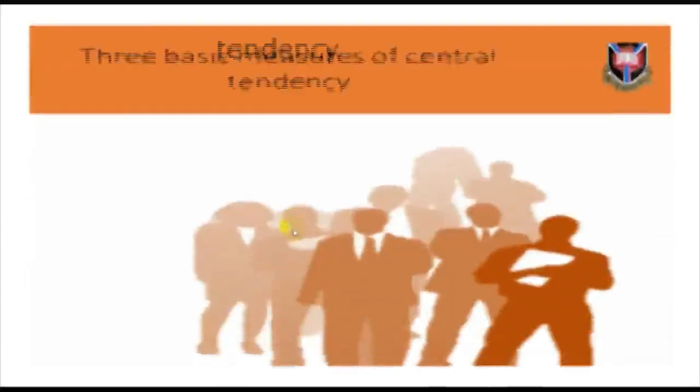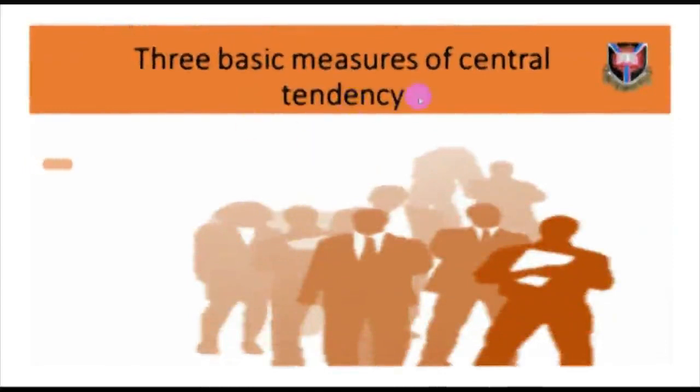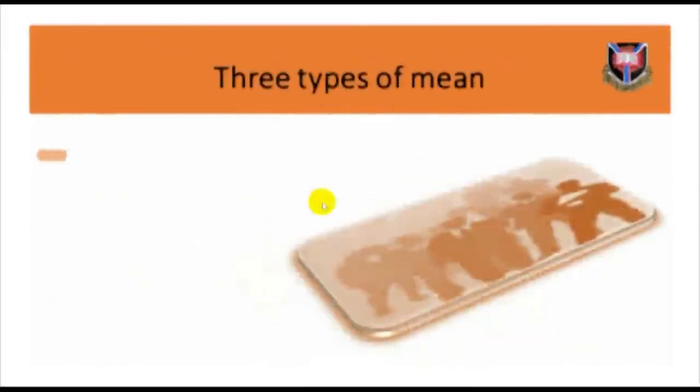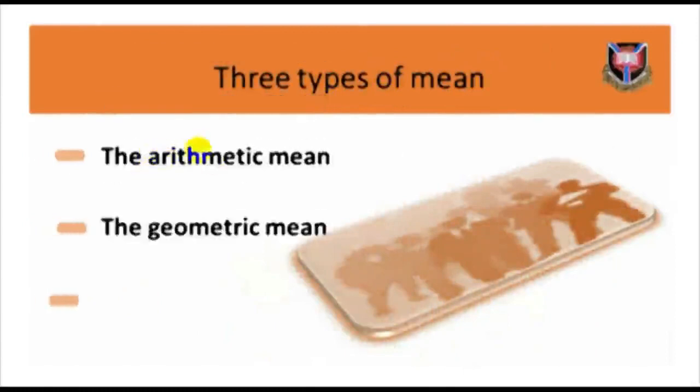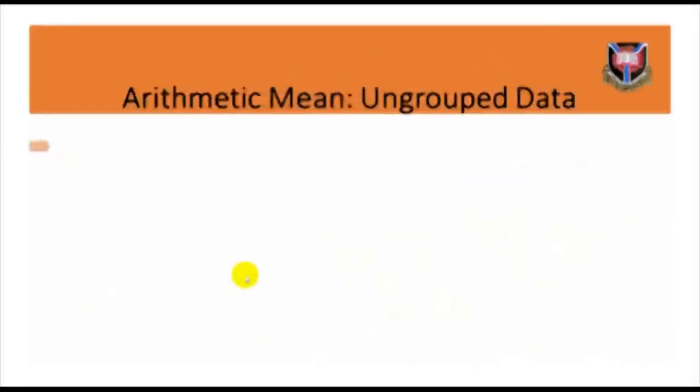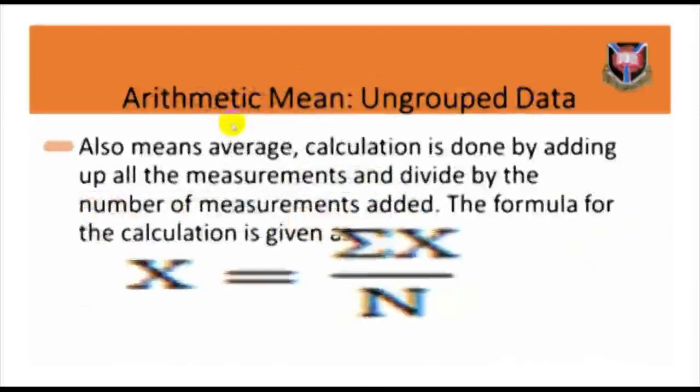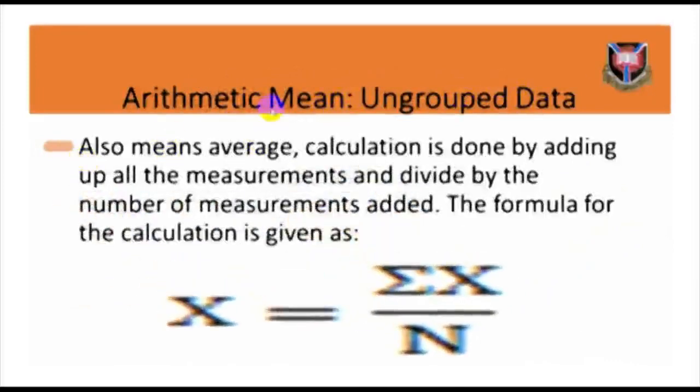There are basically 3 measures of central tendency. These are the mean, the median, and the mode. 3 types of mean are used in statistics. These are the arithmetic mean, the geometric mean, and the harmonic mean. The arithmetic mean is the most frequently used, while the other 2 have a more restricted use.